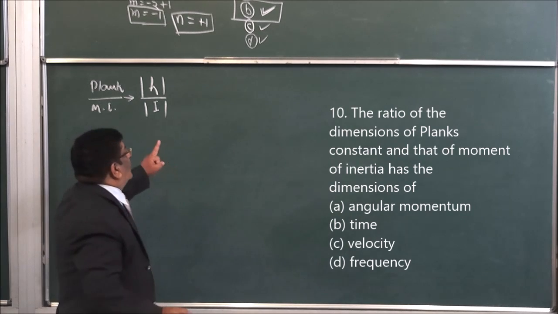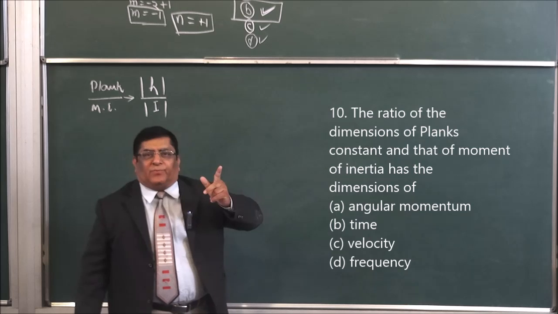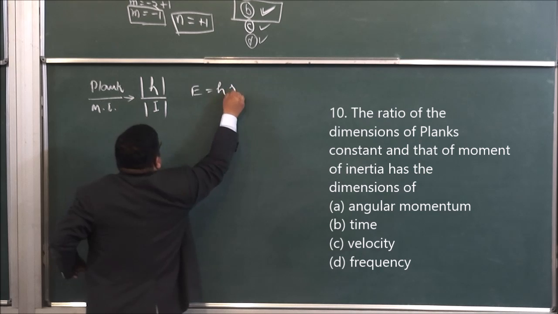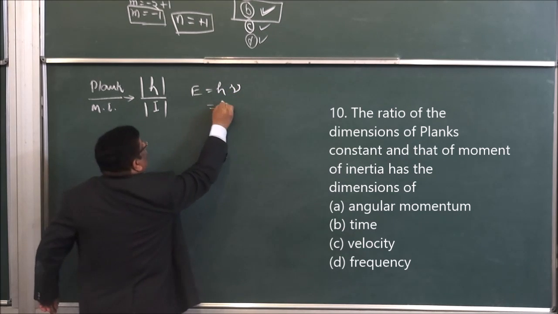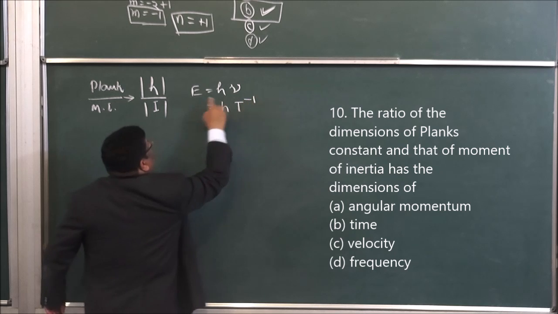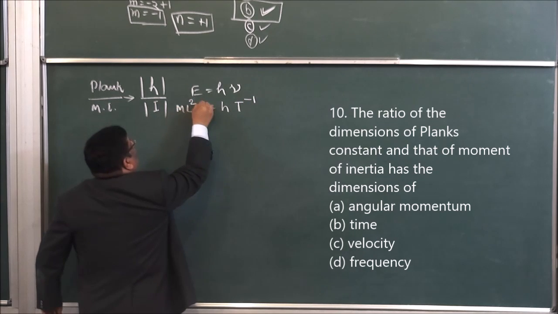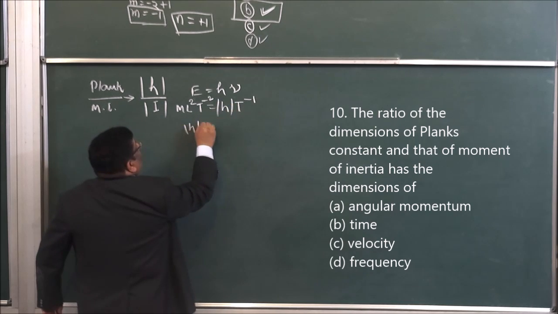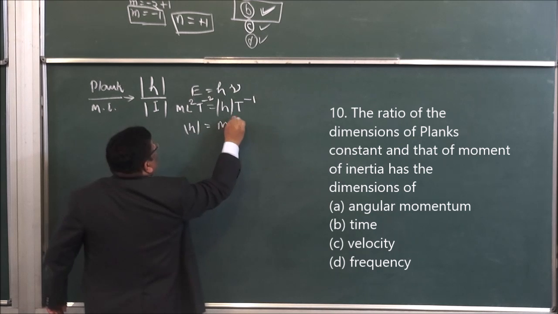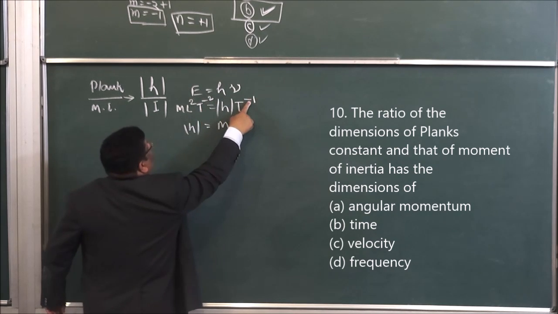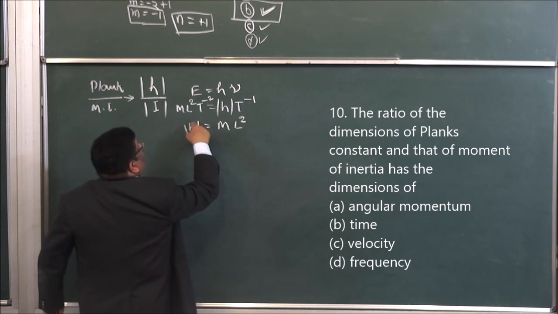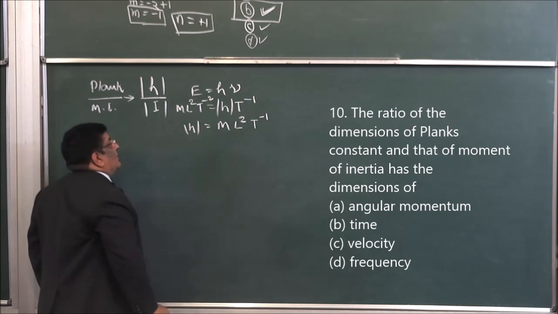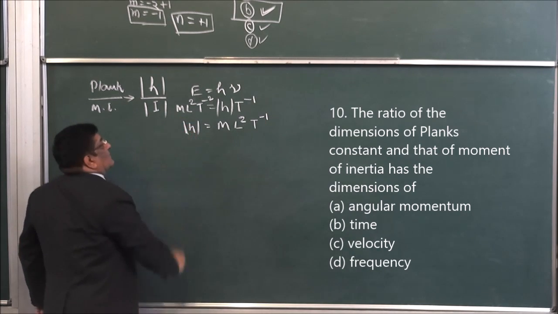Where do we get the dimensions of Planck's constant from? It is a very famous formula, energy is equal to h nu, where nu is frequency. Frequency has dimension T minus 1 and energy has M L2 T minus 2. So h is having dimensions of M L2 T minus 2, and this will come here minus 1, this will go there plus 1, and this will be T minus 1. These are dimensions of Planck's constant h.